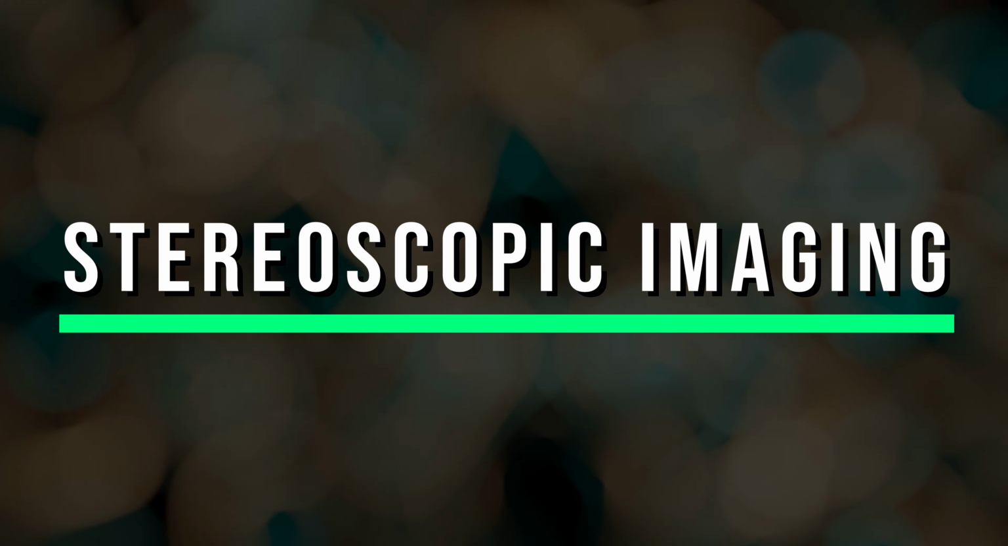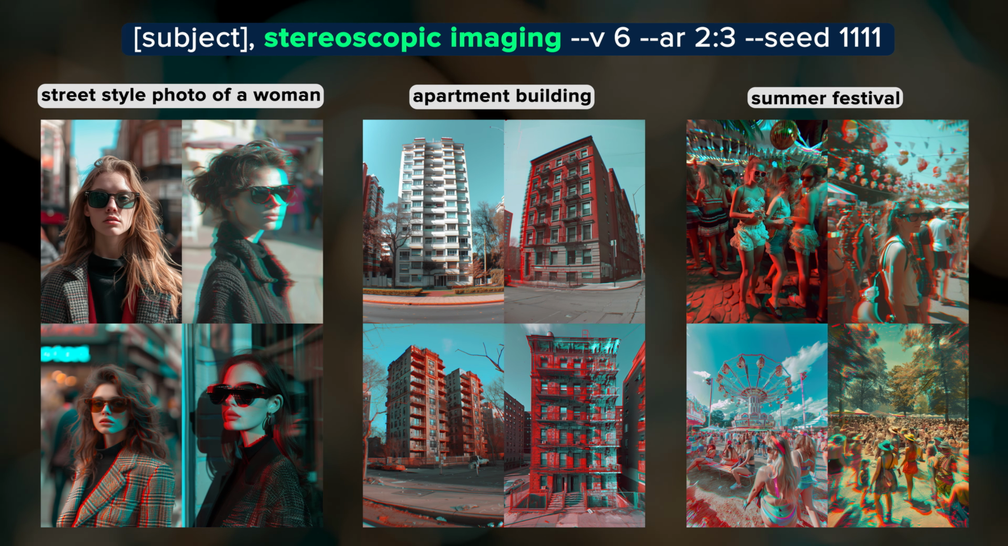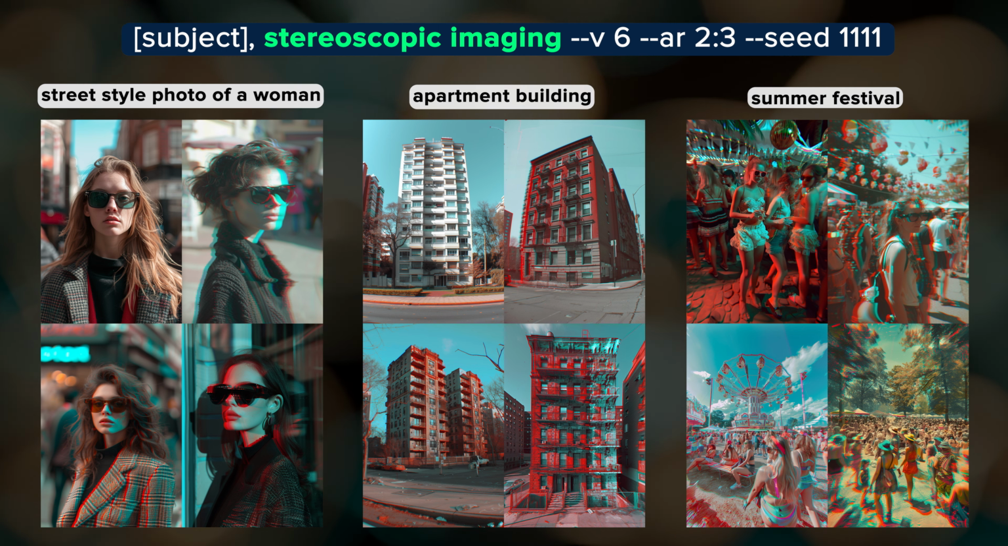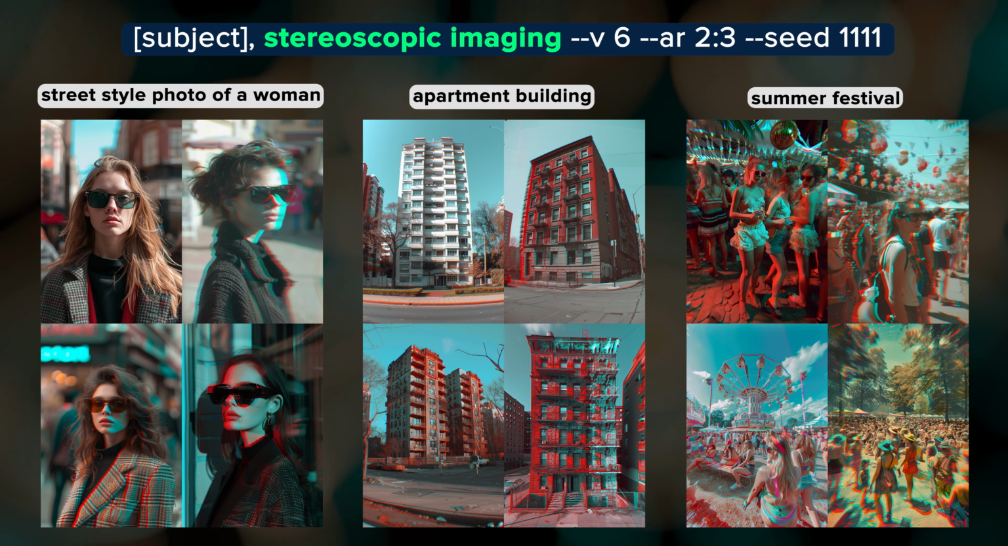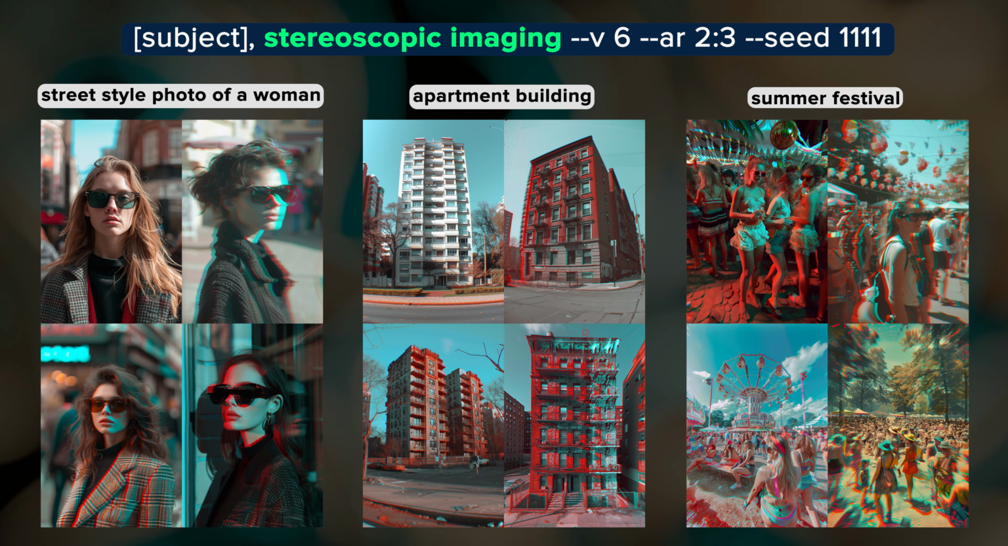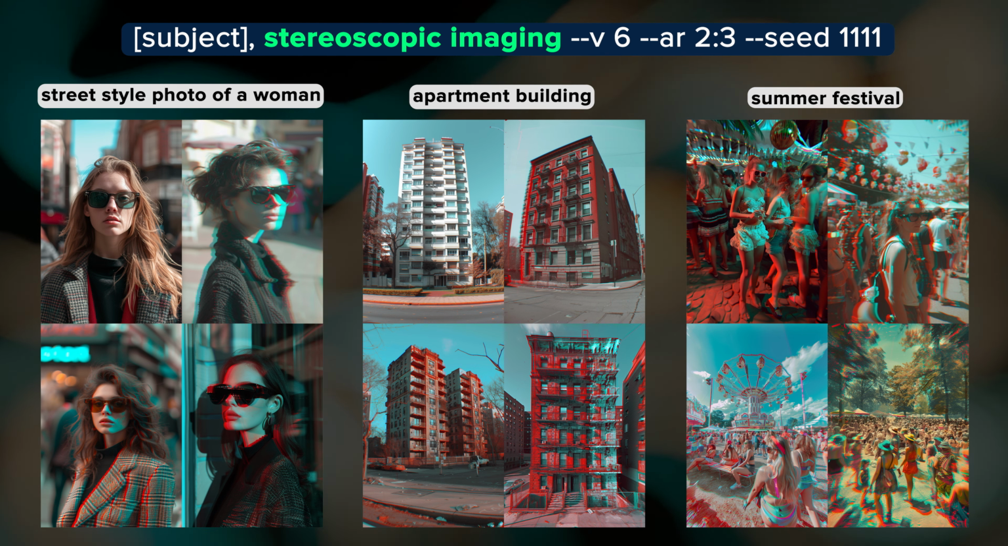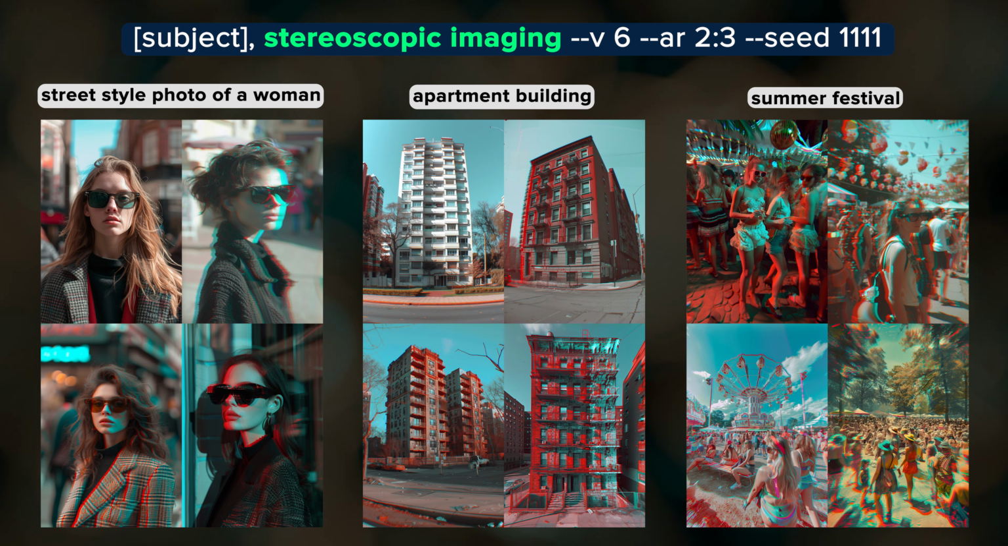Stereoscopic imaging. Also known as 3D imaging, this is a technique that creates a 3D illusion by combining two slightly offset 2D images, mimicking how our eyes perceive depth. These images appear to pop out from the screen with distinct foreground and background layers.